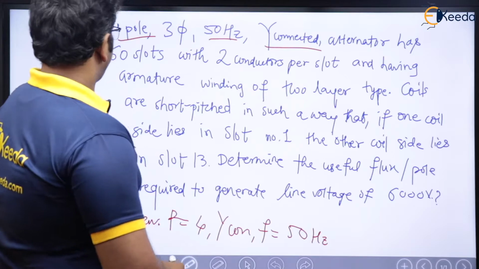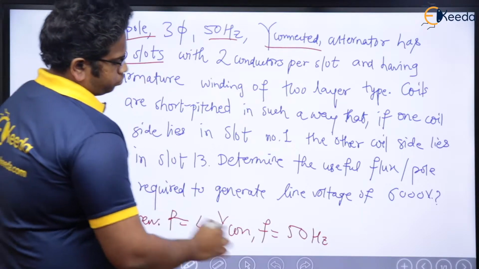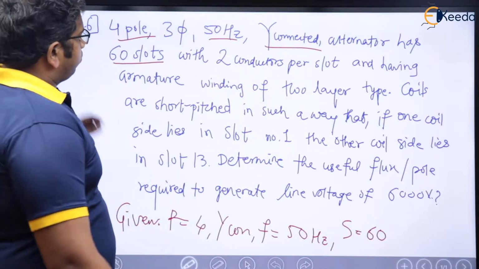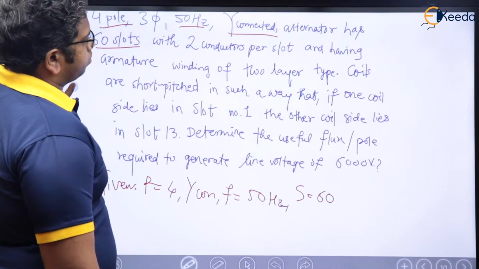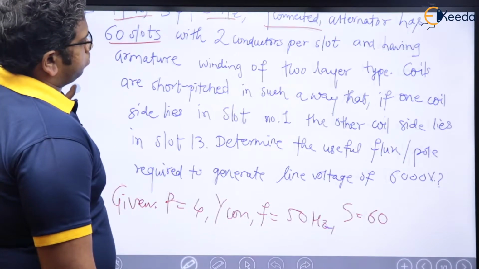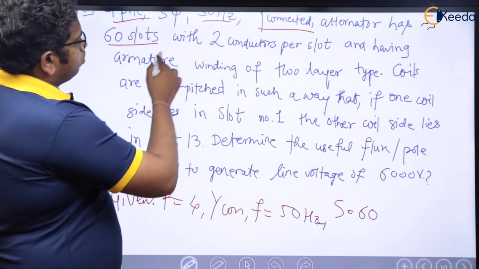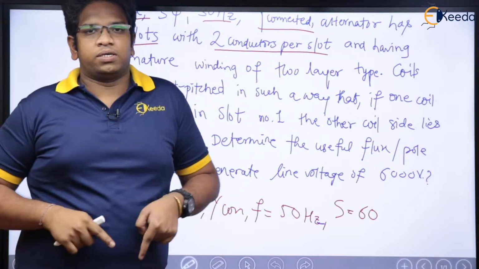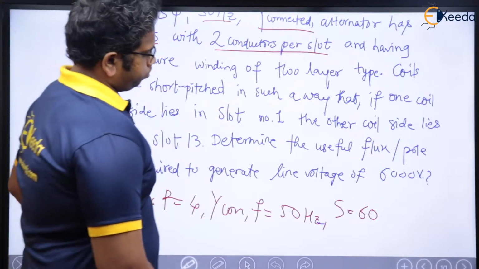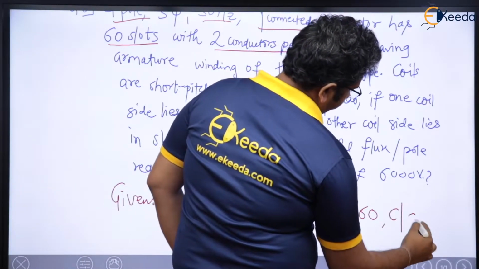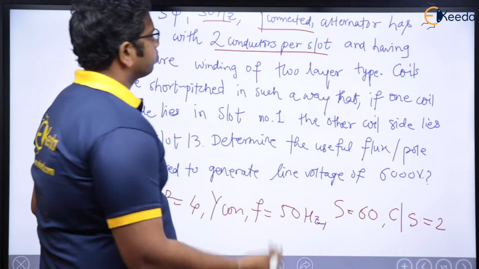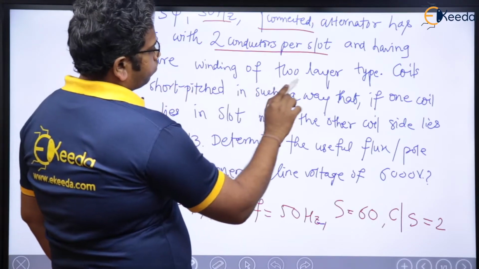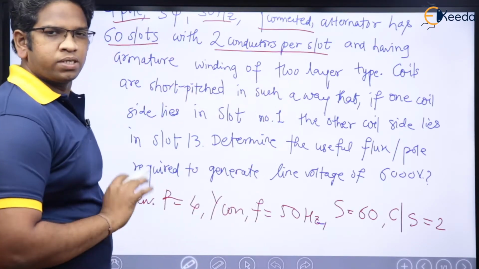Then if you think of it, it has 60 slots, so slots is also 60, right? See here, 60 slots with 2 conductors per slot means total slots are 60. Each slot will have 2 conductors. So, conductors per slot is 2. No problem. Very easy. Then, having armature winding of 2 layer type, none of our business, it's okay.